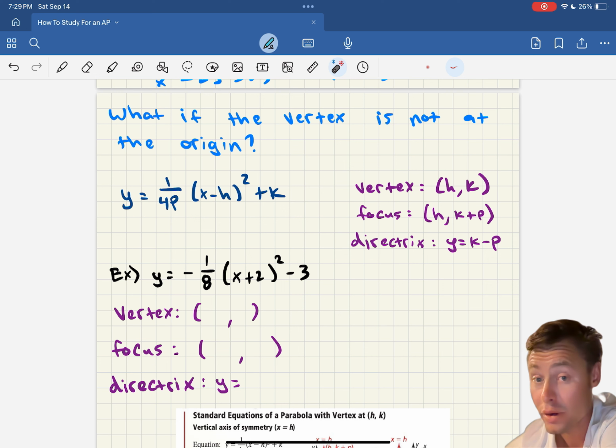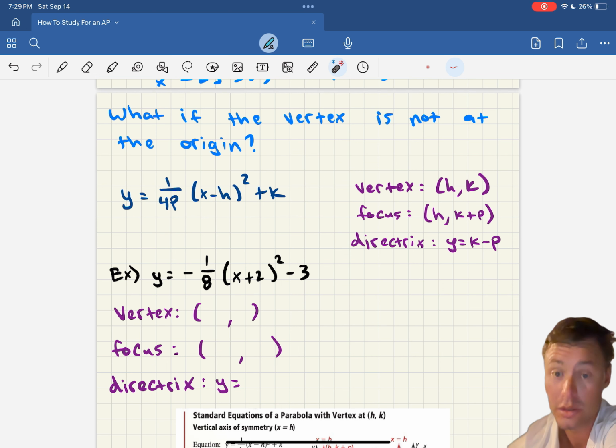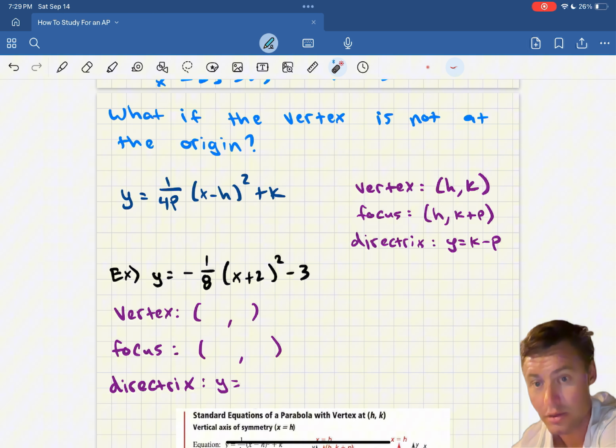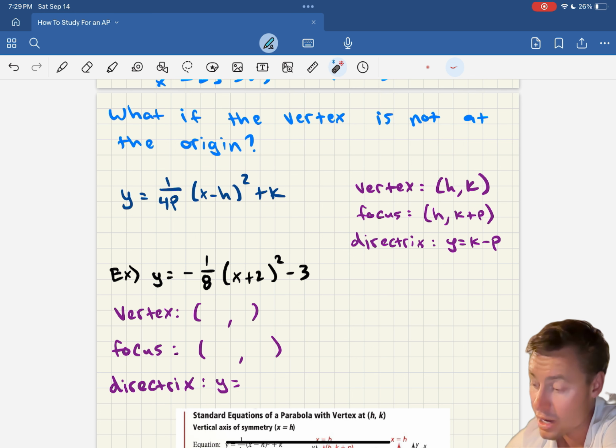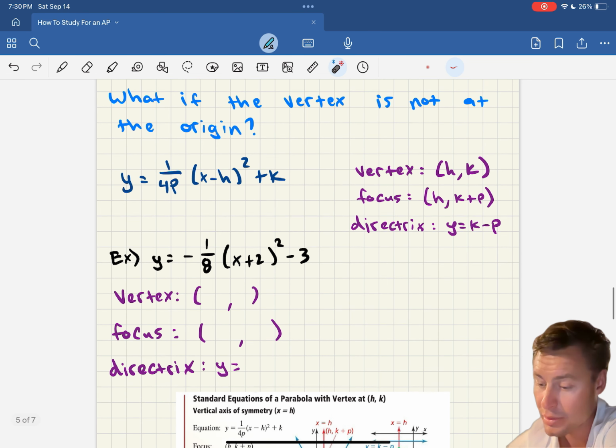Notice we still have that 1 over 4p in front, where p represents the distance from the vertex to the focus and from the vertex to the directrix. Okay, so our vertex is at h comma k in this form. Our focus is at h comma k plus p, so whatever the y value of the vertex is, you just add p to that to get to the focus. And the directrix is y equals whatever the y value is of the vertex minus p. Okay, excellent.